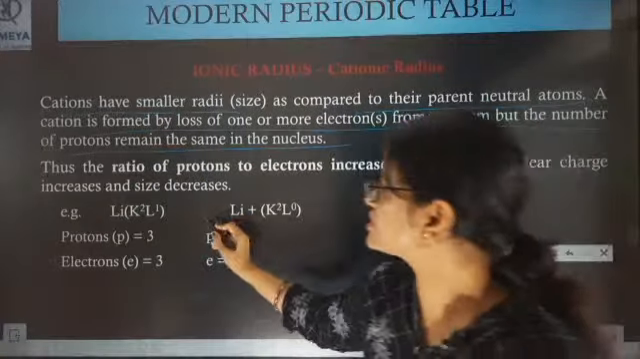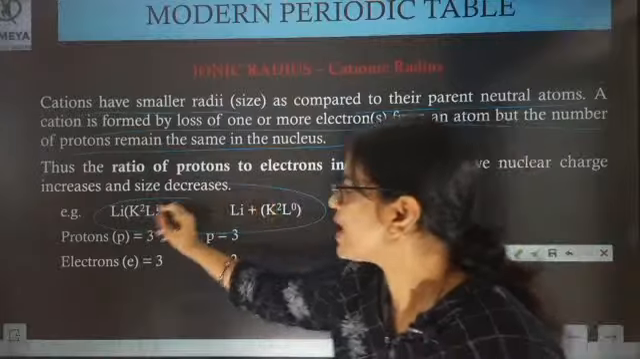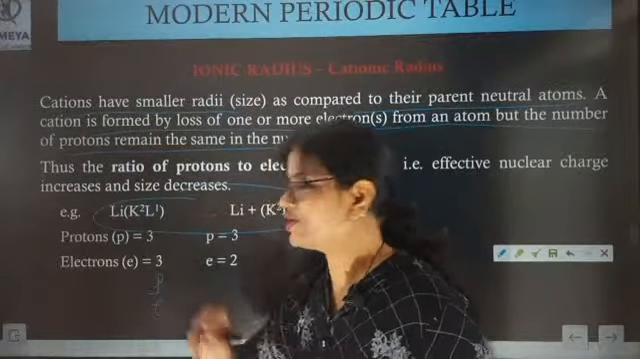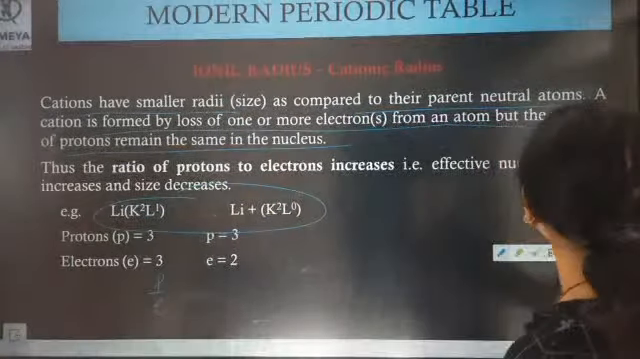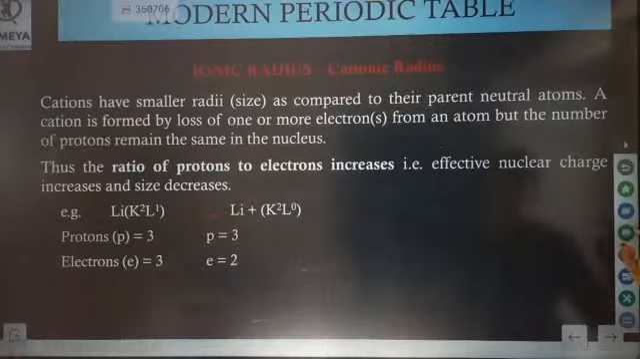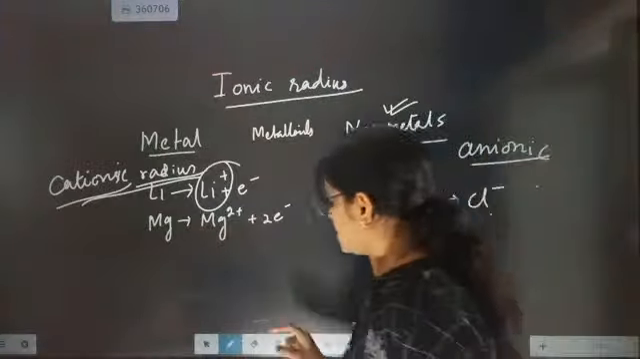I'm just going to discuss this part, the lithium example and the P/E ratio. So now I'm going to discuss what exactly cationic radius is.